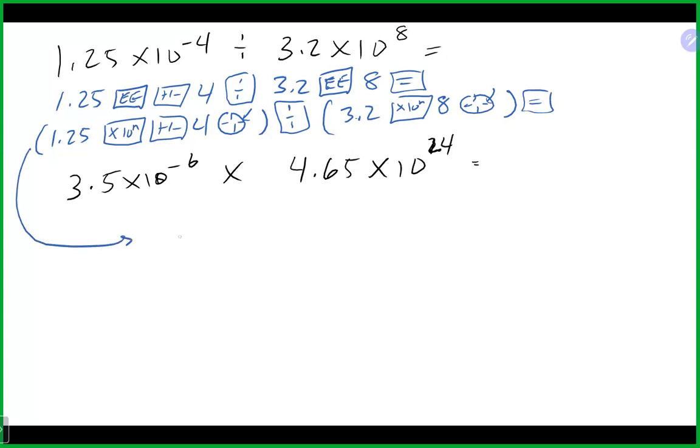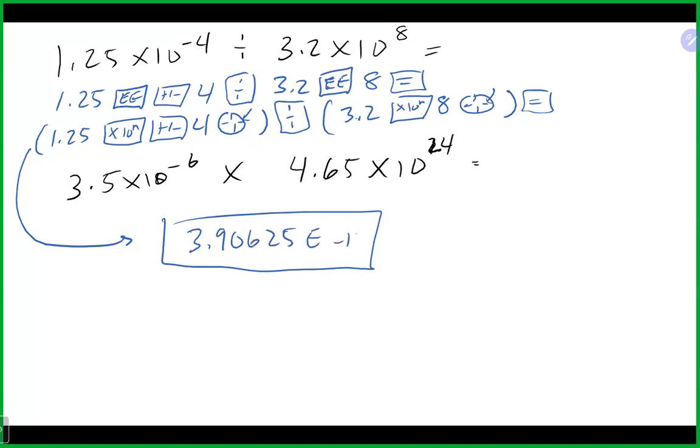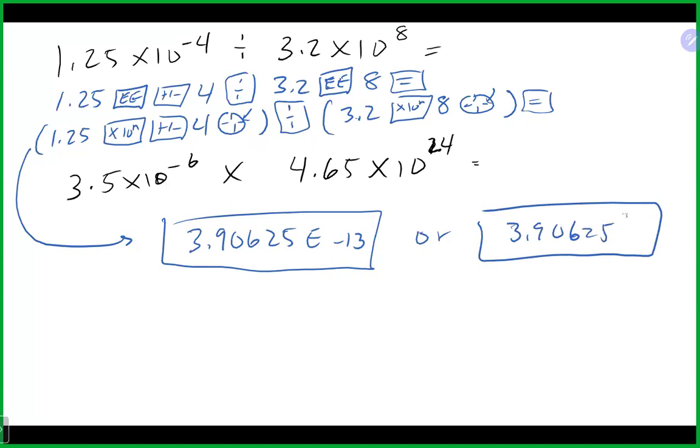So for this first one, on my screen I've got 3.90625 E negative 13, or a very common way on a screen, you may see 3.90625 with a minus 13 popped up on top with a space, or I may say times 10. So when we give our answer here, we want to give it as 3.9 times 10 to the minus 13.